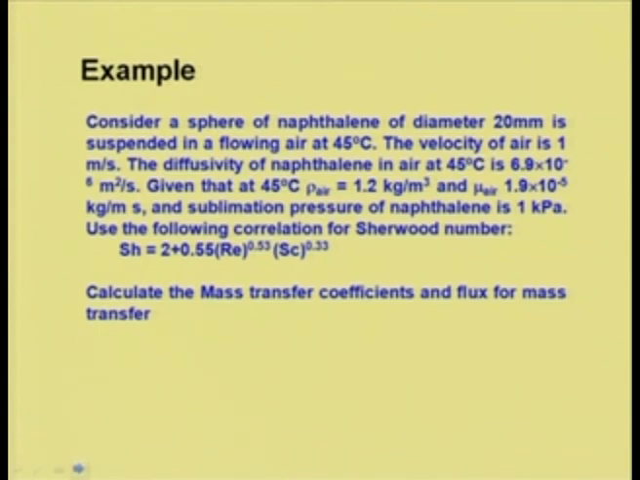A sphere of naphthalene of diameter 20 millimeter is suspended in flowing air at 45 degree centigrade. The velocity of air is 1 meter per second. The diffusivity of naphthalene in air at 45 degree centigrade is given. Given the density and viscosity of the air and the sublimation pressure of naphthalene at 1 kilopascal, and using this correlation, calculate the mass transfer coefficient and flux of mass transfer.